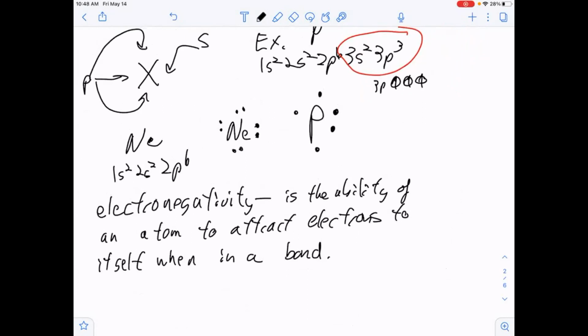So electronegativity is the ability of an atom to attract electrons to itself when it's in a bond.